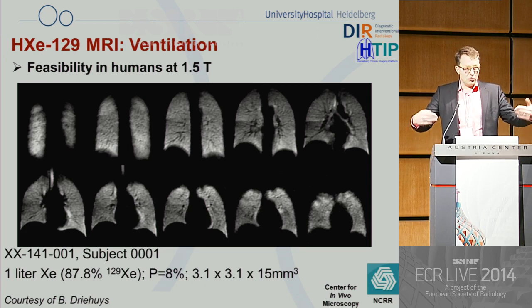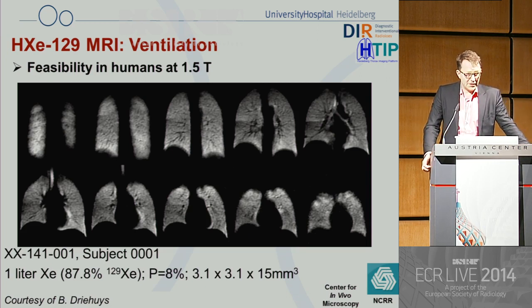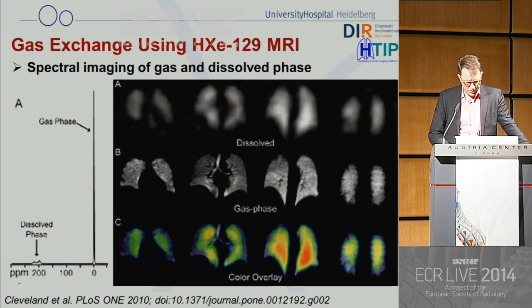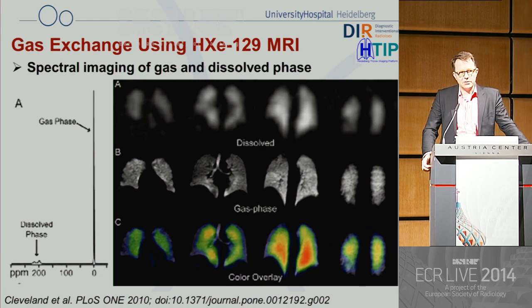Well, you can go to more sophisticated, more complex techniques. This is the use of hyperpolarized gases, for example, hyperpolarized xenon-129. These are works where they demonstrated the feasibility in humans as well as the high image quality. And you can take this further and make use of the different properties of xenon gas so that you can actually map out the gas phase.